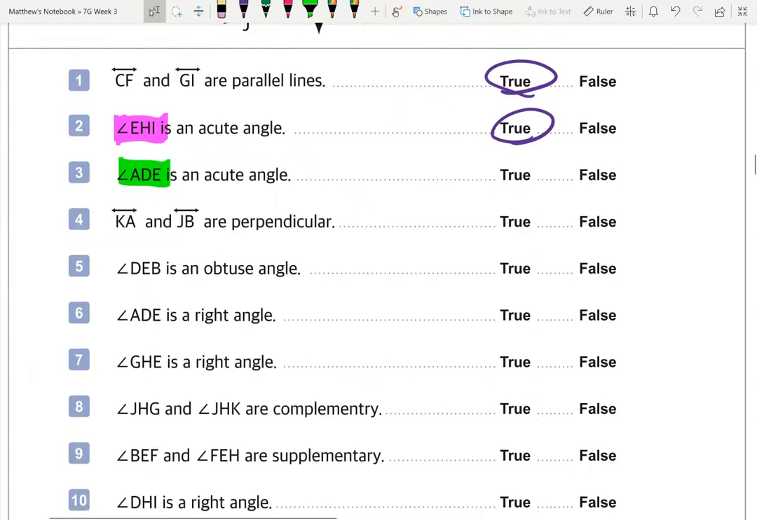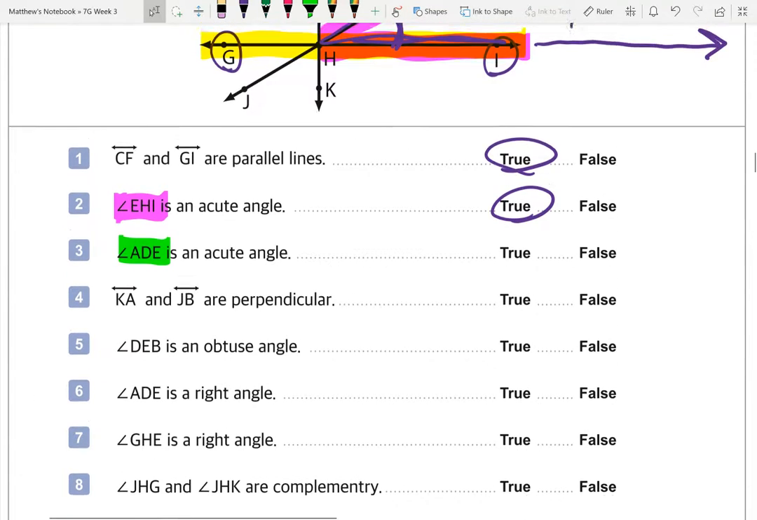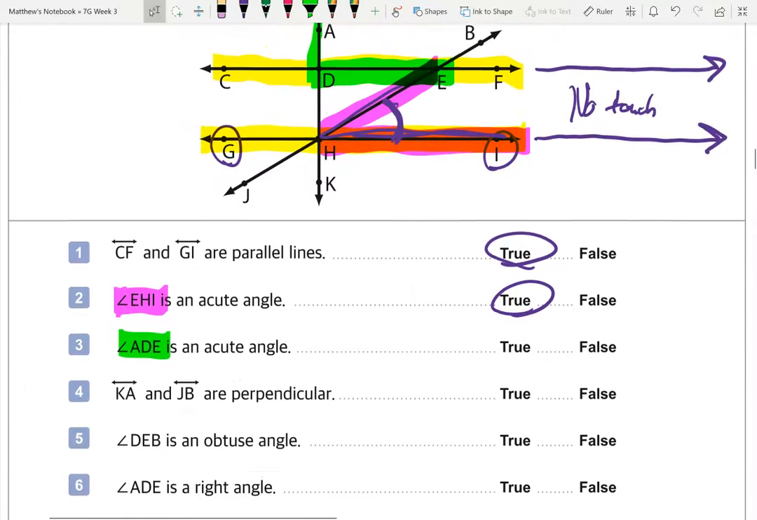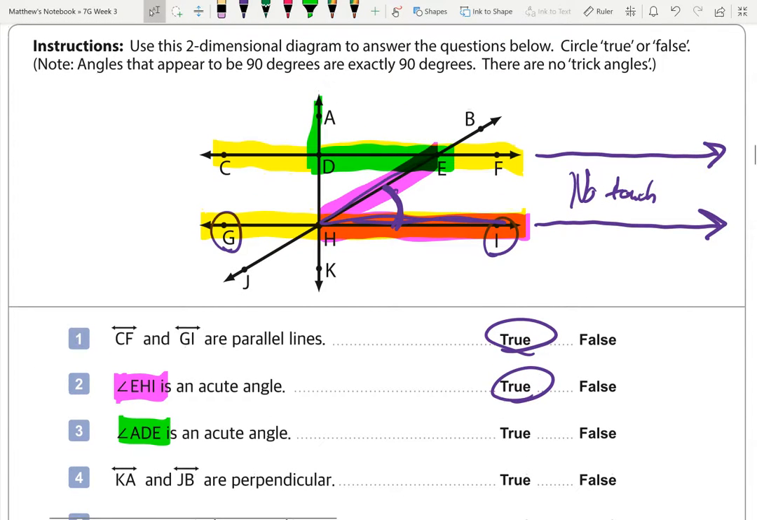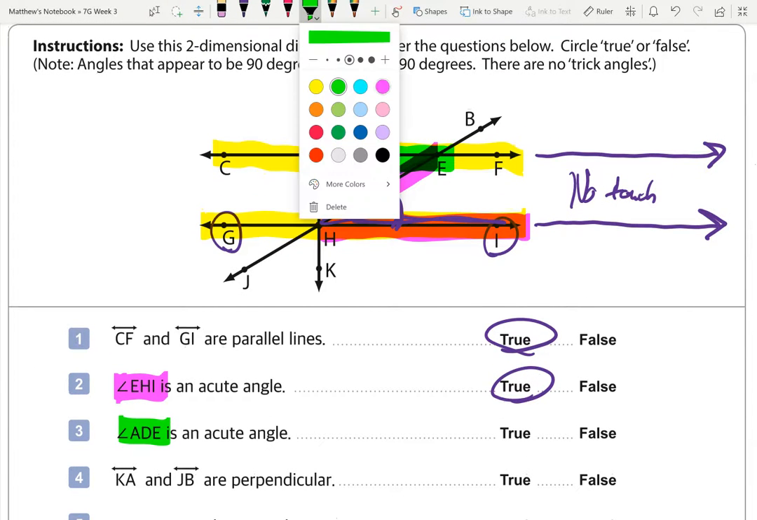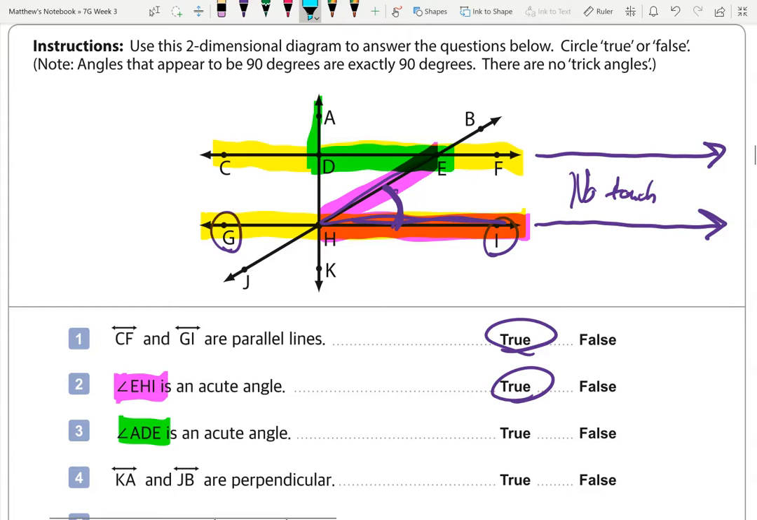Next it asks, are K and A and J and B perpendicular? This is the last one we'll do together. Again, I'm going to grab my highlighter and let's do light blue here. So K and A and J and B. We have K up to A, so this line right here in blue. And then we have J to B. So we have J over to B.